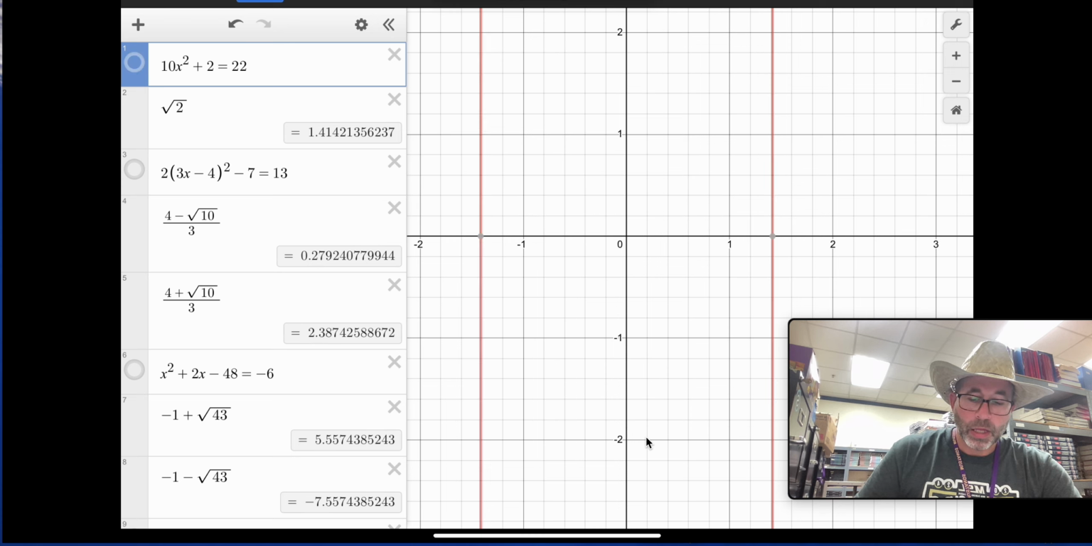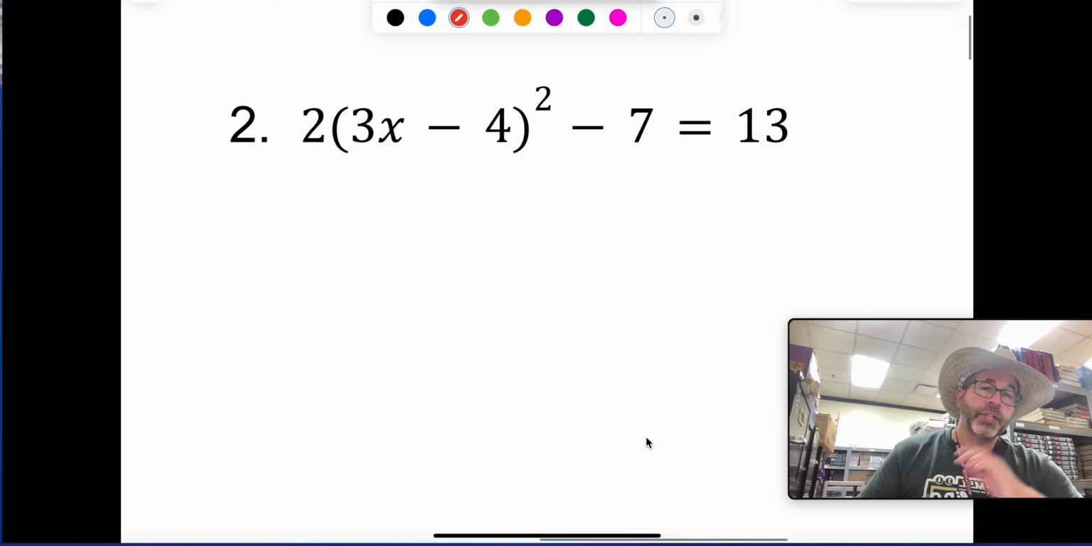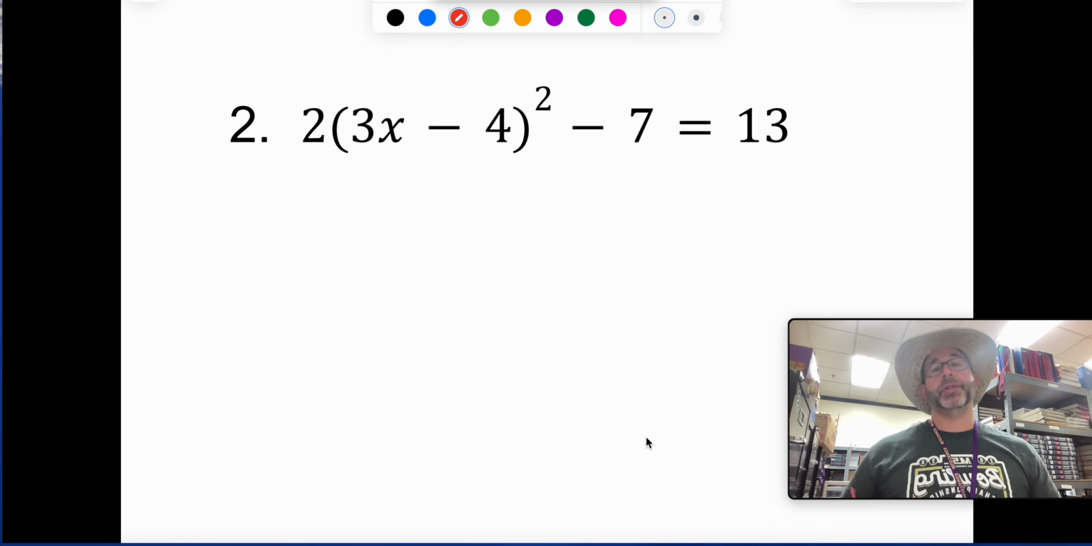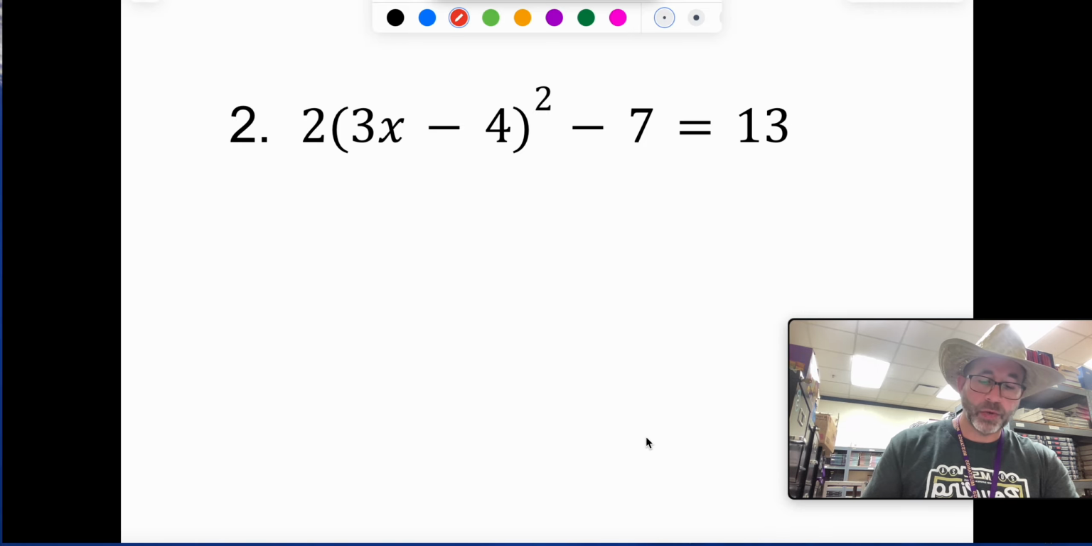Okay, so our next question. Whenever we say a quantity, what we're talking about is something that's been grouped together. So in this one, we've got the quantity 3x minus 4, and that's what's being squared. And you'll notice that outside of here, there's no other x's anywhere in the problem except for inside that quantity. So this is one where we can use the square root method. So what we're going to do, just like before, we're going to isolate the quantity. We're going to isolate what is being squared. And from there, we'll take the square root and we'll continue on.